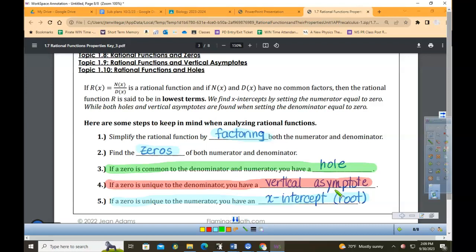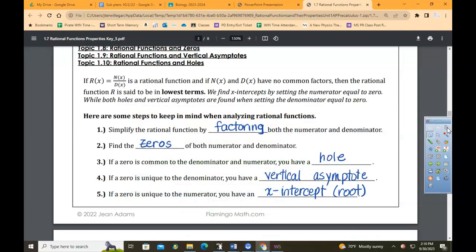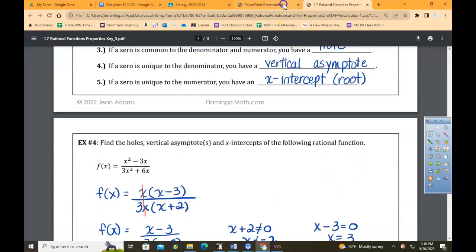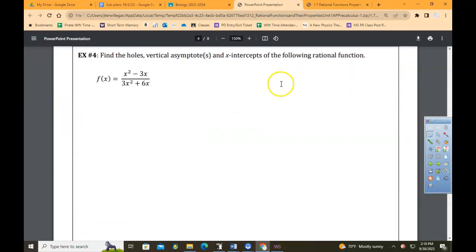So again, we're going to be doing a lot of the same stuff over and over on these problems, but we'll get good at it. So let's see what it means. I want to work it out. So we're going to analyze this rational function. Do a full walkthrough. We're going to find x-intercepts, vertical asymptotes, and holes.